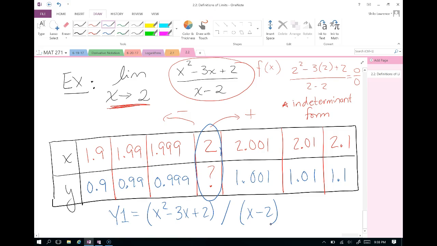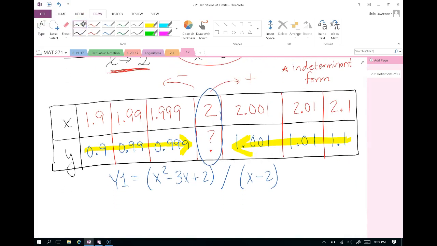So now we know what the Y's are doing around 2, and then we want to use them to make a prediction of what's happening at 2. So if we follow them in from the left, and if we follow them in from the right, where does it look like they're going to meet in the middle? Wherever they meet in the middle is the answer to our limit. And it looks like they're going to meet in the middle at 1. We've got 9/10, 99 hundredths, 999 thousandths, 1 in a tenth, 1 in a hundredth, 1 in a thousandth. These numbers are getting really, really close to 1 in the middle.